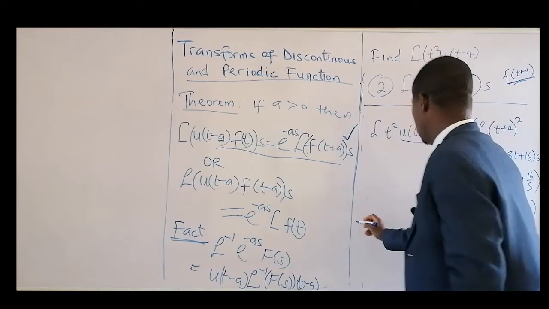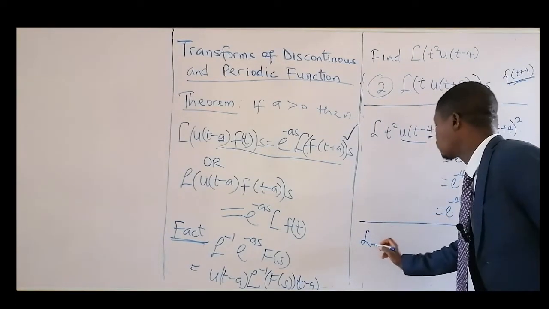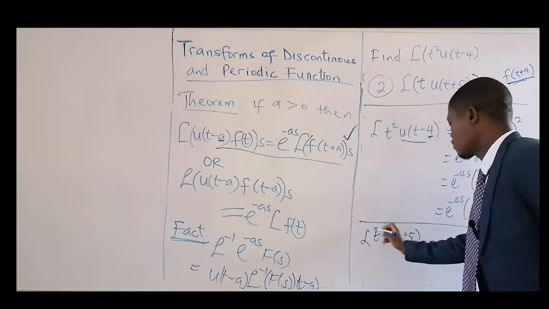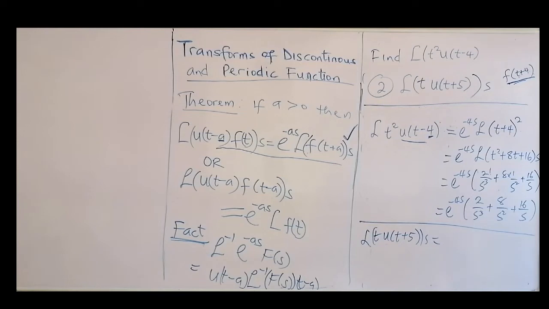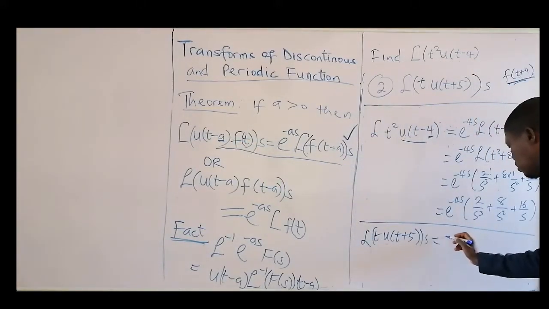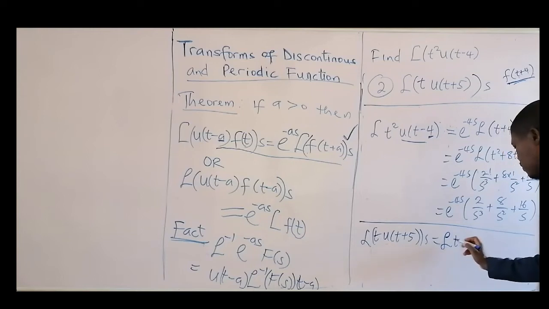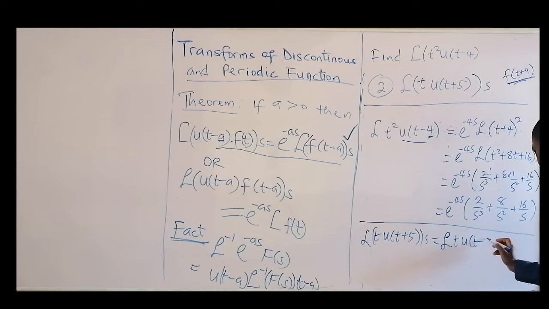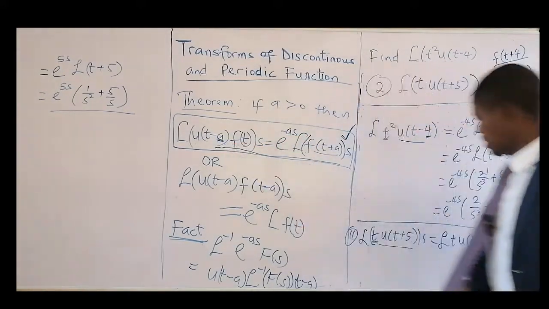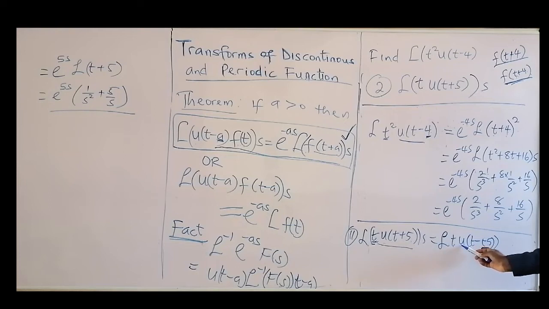Then the second one, we have Laplace of t u(t plus 5). So this is what we have. This is very simple. Because the standard form is what? t minus a. We can write that as Laplace of t u(t minus 5). I want it to conform to the general rule, which is u(t minus a). So that's why we have the unit step function u(t minus, to follow the standard rule, minus 5).